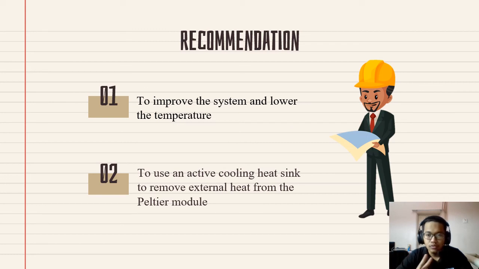There are two improvements and recommendations for this project's future work. First, to improve the system and lower the temperature of the portable refrigerator. Another recommendation is to use an active cooling heatsink to remove external heat from the Peltier module. One way that can be used as an example is to make water flow on the hot heatsink so that it cools faster on the outside heatsink.